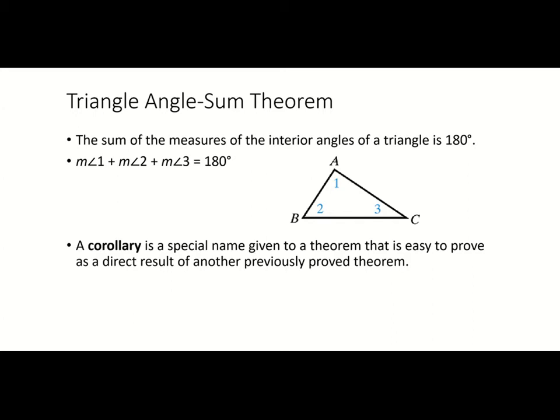And what we're going to look at next is going to be a corollary to our triangle sum theorem. And a corollary is just another theorem, but it's easy to prove as a direct result from a previously proved theorem. So we have our triangle angle sum theorem, and we're going to look at the next theorem that is a corollary of this because it's easy to prove based on this theorem.